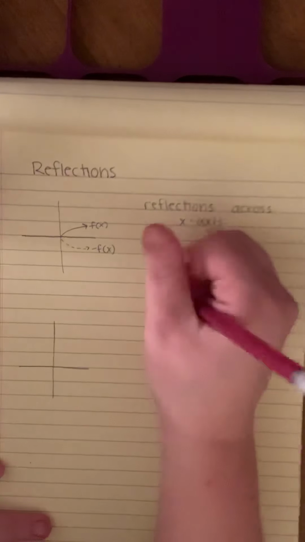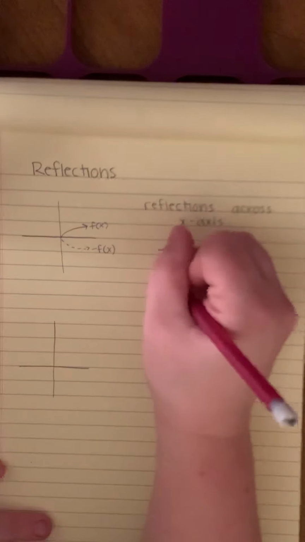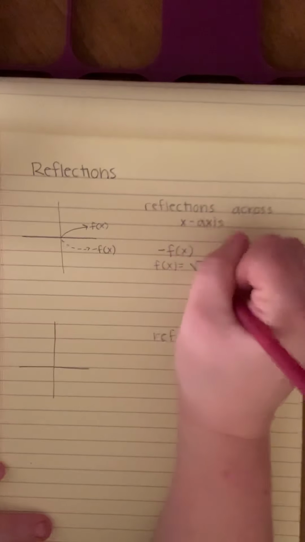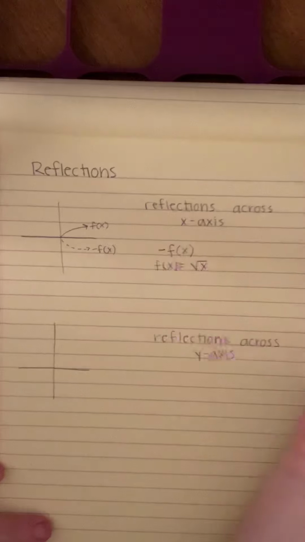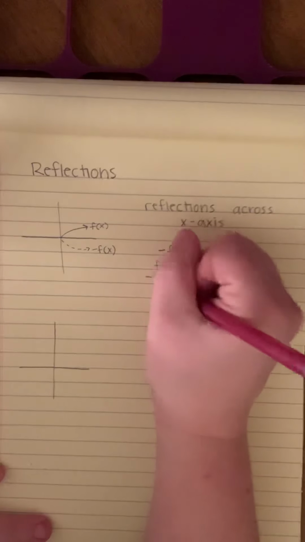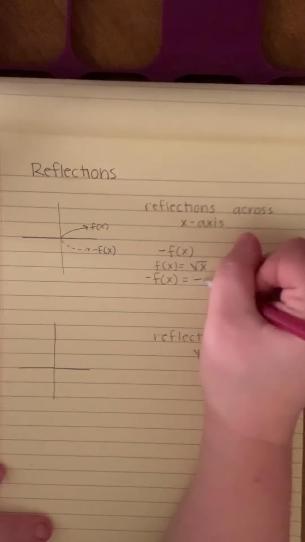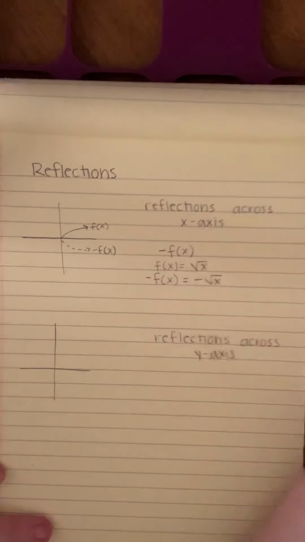So if I had the function f of x equals the square root of x, to get that reflection across the x-axis, I would say negative the whole thing, which would mean negative square root of x. Okay?